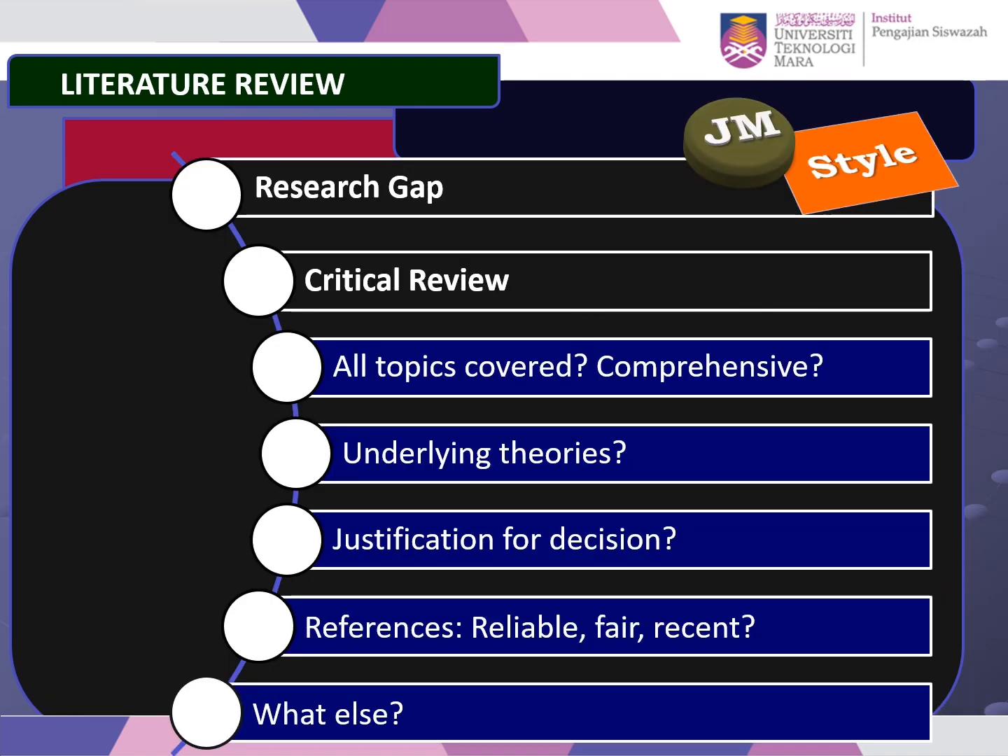Now for the literature review, usually this is what you need to highlight. The first one, when we do the literature review, we want to highlight the research gap, and always remember to give a critical review, especially when you write for your thesis. Not just the chronology, but more important is that you come up with a critical review. And then you look at it for your thesis especially. Are all the topics covered? Is it comprehensive? What are the underlying theories?